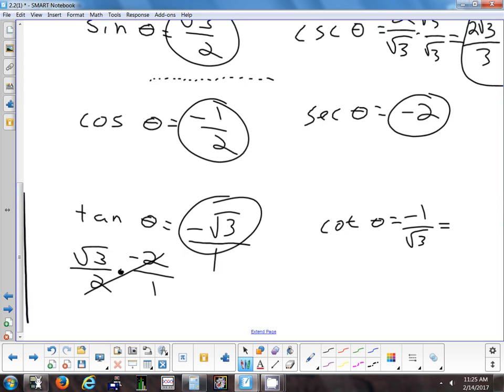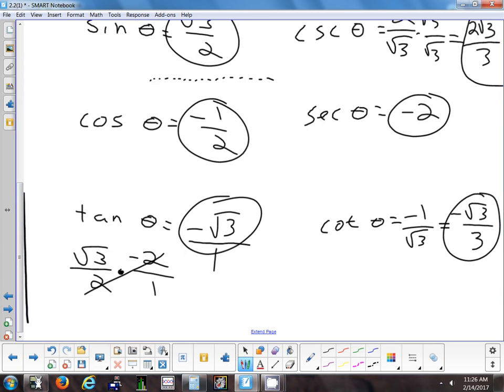And once I fix that, can someone tell me what my final answer would be with the root moved to the top? Jackie? Negative square root of 3. Yeah. And that's it. So this would be 6 separate problems on a test. Okay, I wouldn't ask you to do all 6 in the same problem.